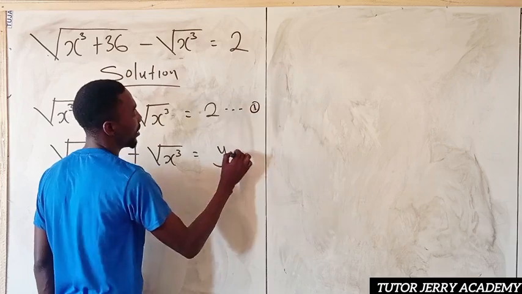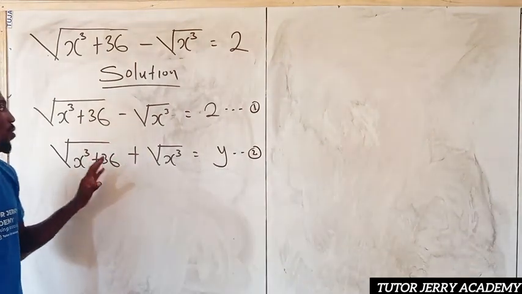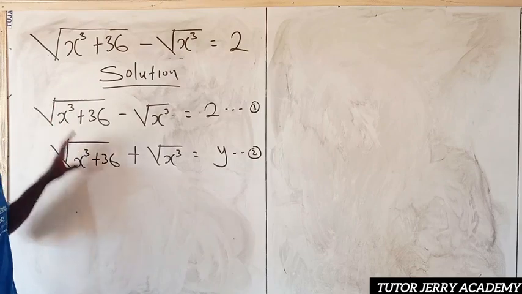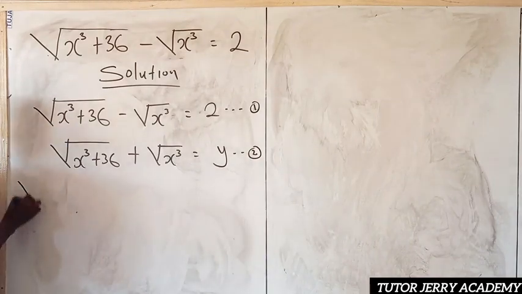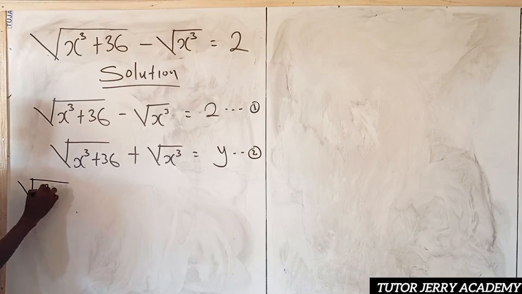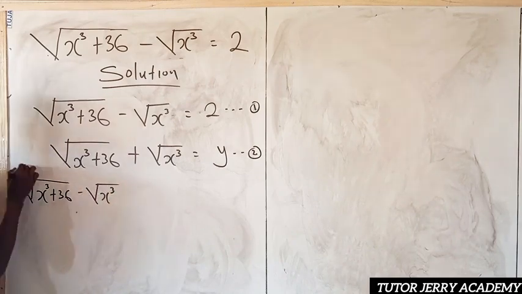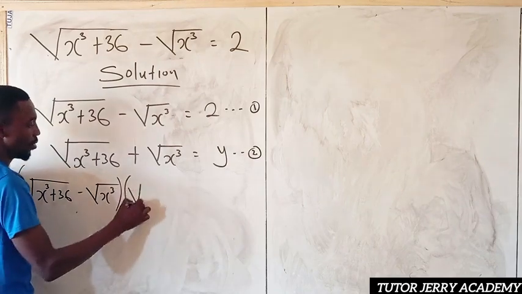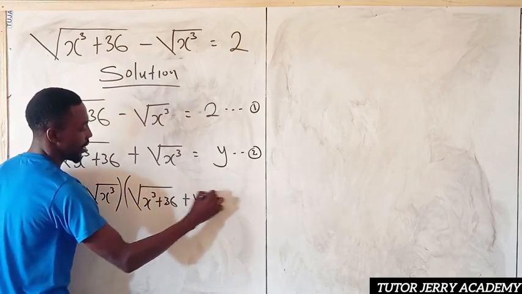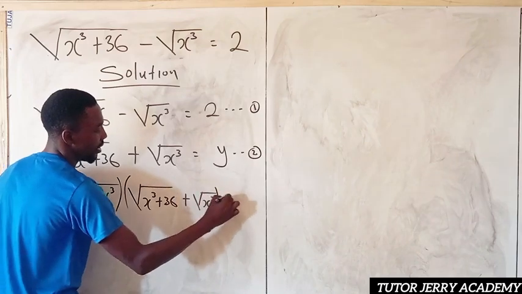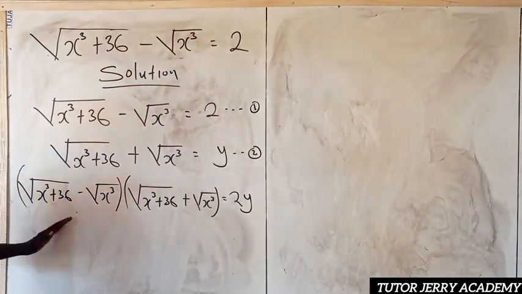So now we have two equations. This is going to be equation 1, this is going to be equation 2. What we are going to do is multiply equation 1 by equation 2, that is, this side multiplied by this side. So we are going to have the square root of s to the power of 3 plus 36 minus the square root of s to the power of 3, multiplied by the square root of s to the power of 3 plus 36 plus the square root of s to the power of 3, everything equals 2 times y, which is 2y.